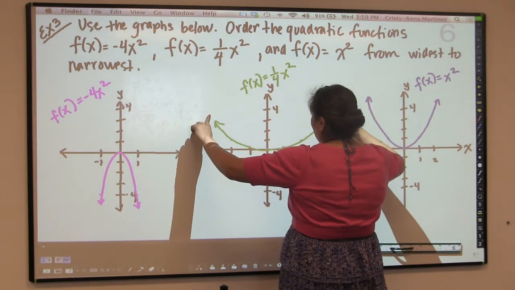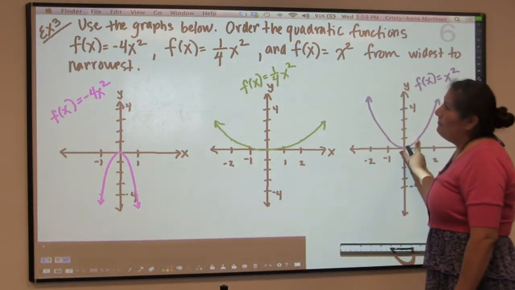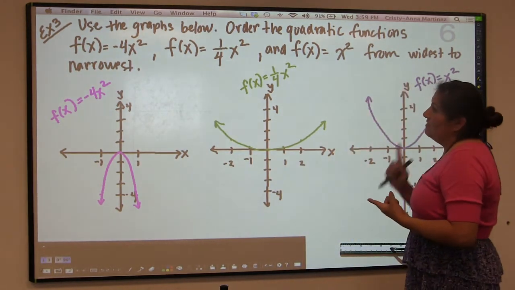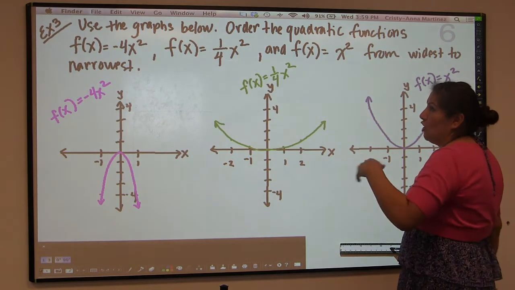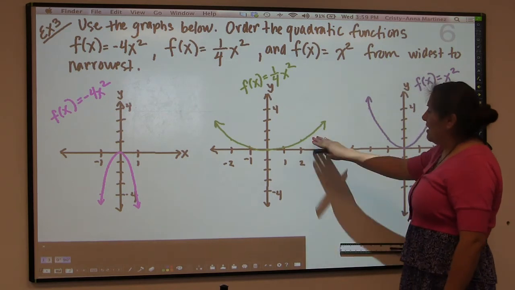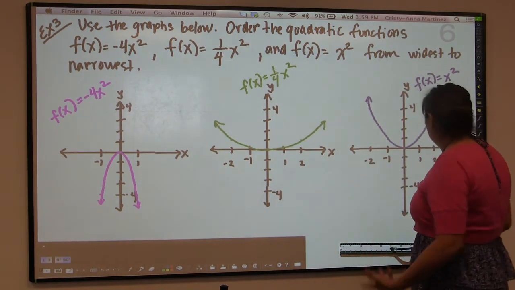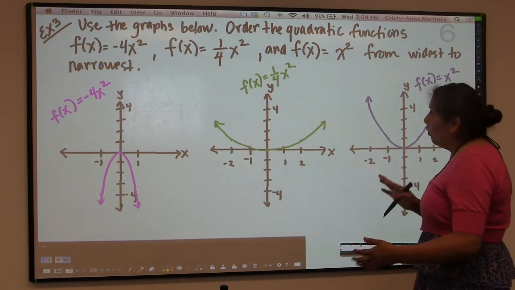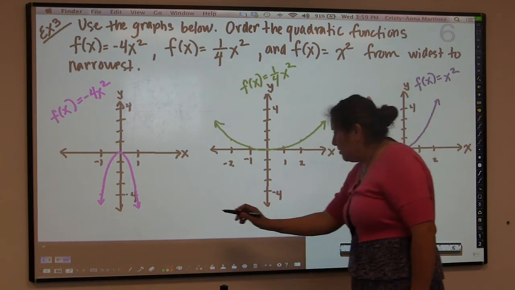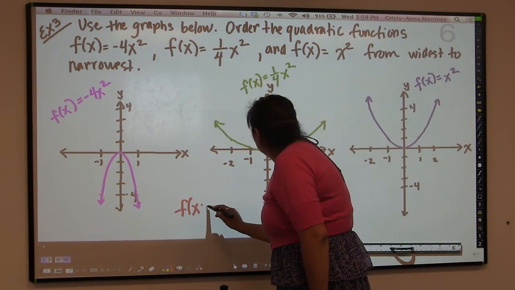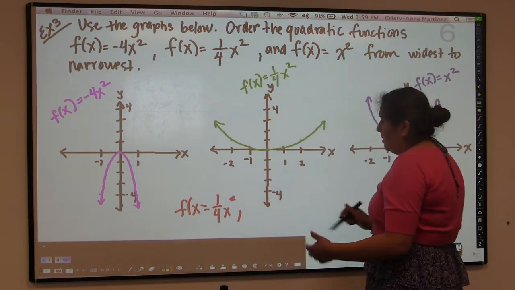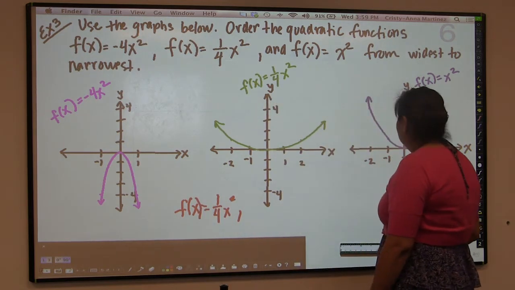So this green one is a lot wider than the normal graph, okay? But because it's still positive, it's still facing up. So I just wanted to point out that negatives make it go upside down, and numbers that are larger than 1 make them narrow, and numbers that are smaller than 1 make them wider. So to answer the question, we should do that as far as ordering them from widest to narrowest. The widest one is right here. So we would put f of x equals 1/4 x squared. The second widest is this one right here.